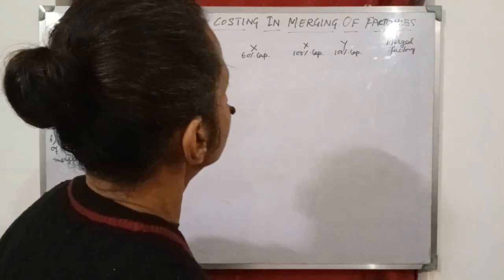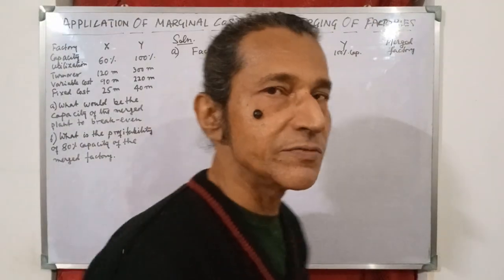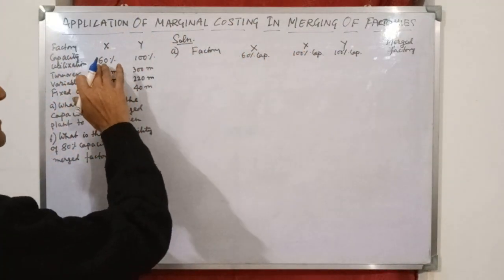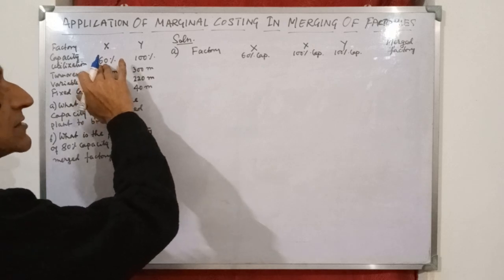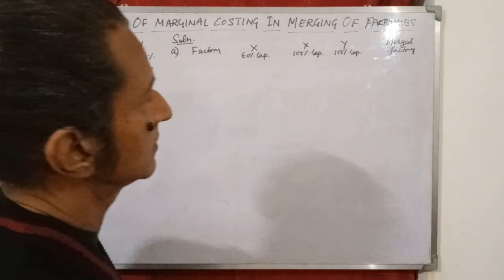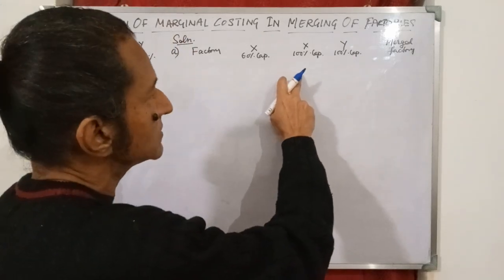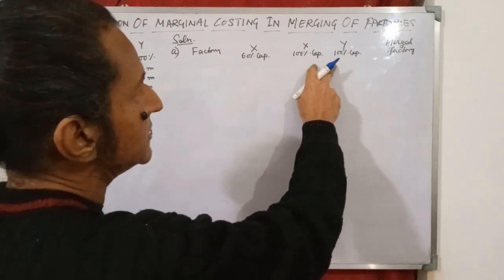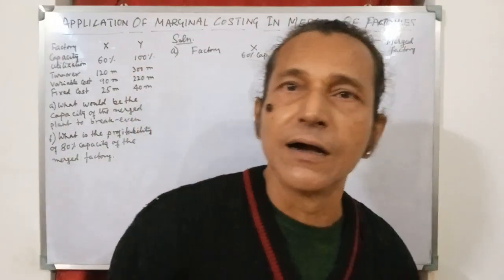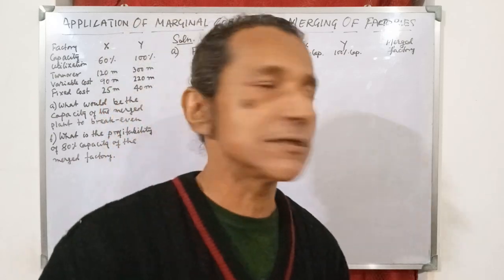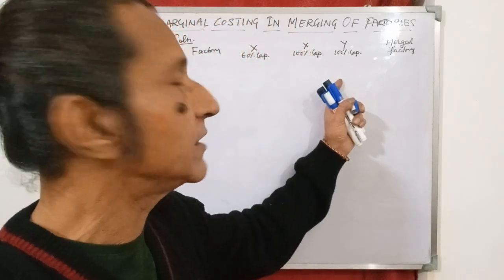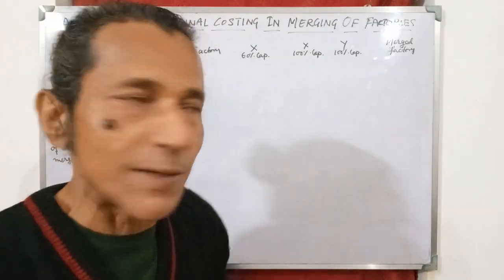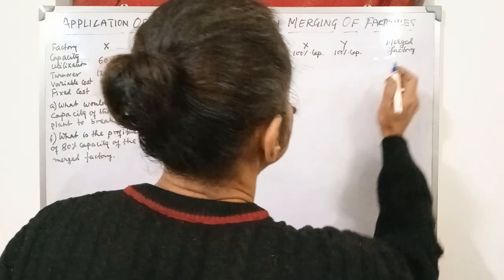Now we can only find out the productivity of the merged plant if we convert the 60% capacity of factory X into 100%, so that both the capacity utilization of factory X and factory Y become 100% each, which would be the 100% capacity of the merged plant. That is, 100% of X and 100% of Y will make 100% of merged factory's capacity. So merged factory is 100%.